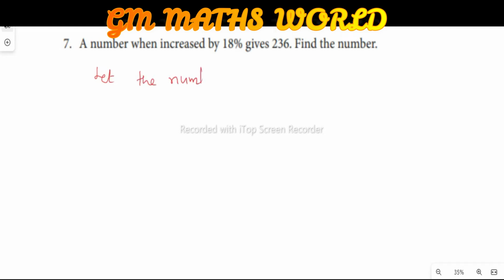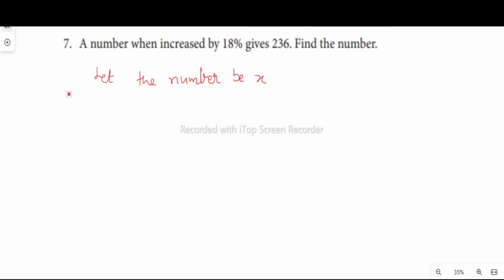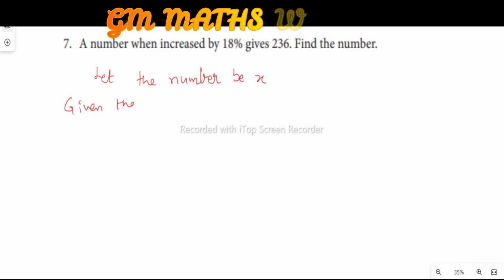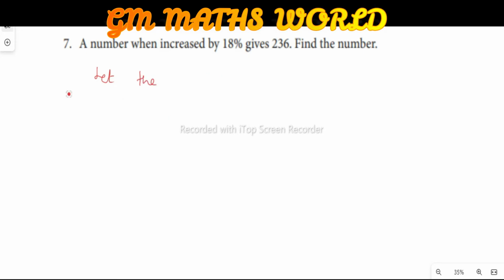A number when increased by 18% gives 236. We have to find the number. Now to find the number, we have to take the number as x. So let the number be x, given that number plus 18% of number, that means a number is increased by 18%. So that is number plus 18% of number is 236.